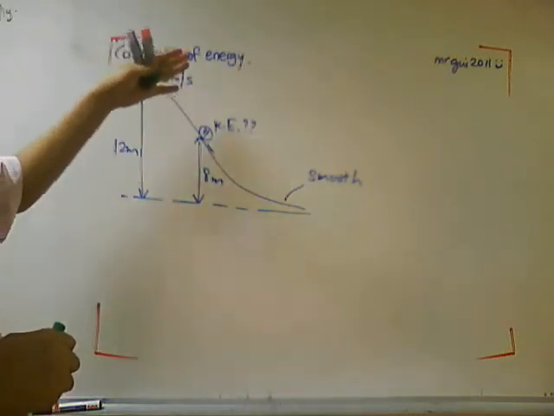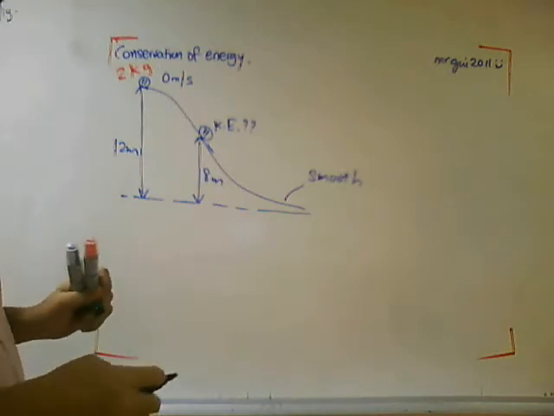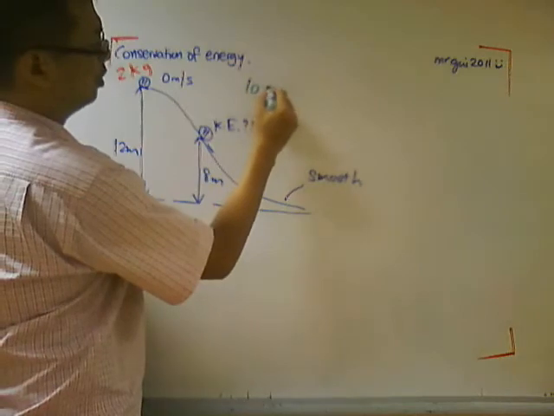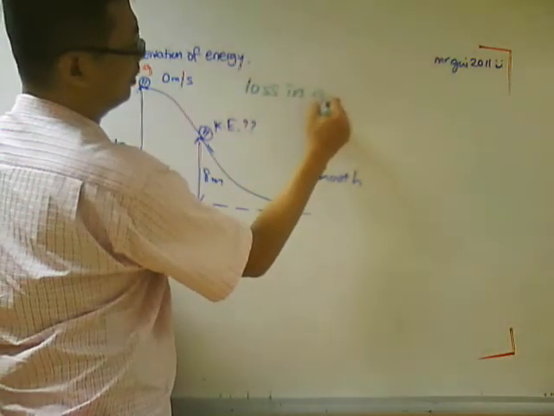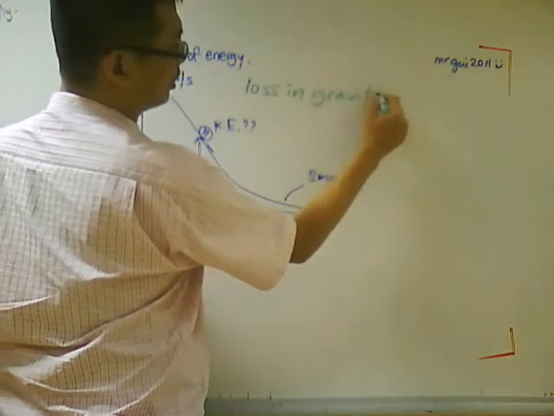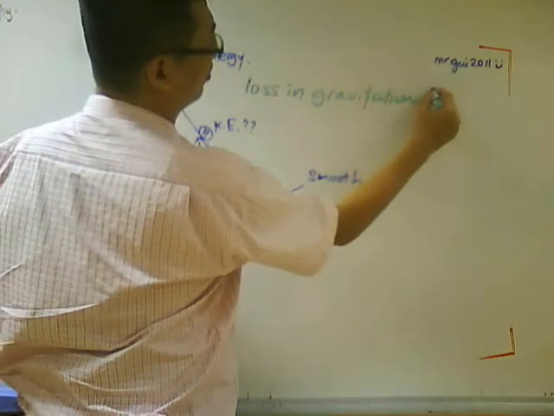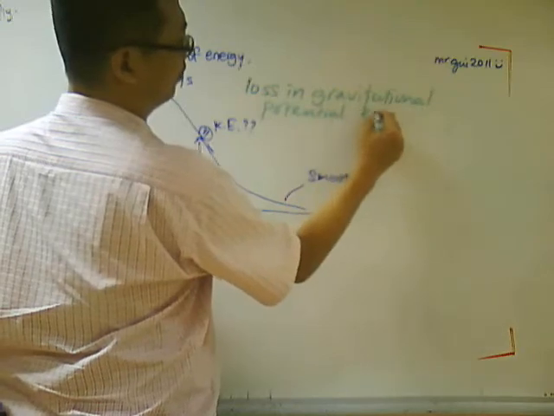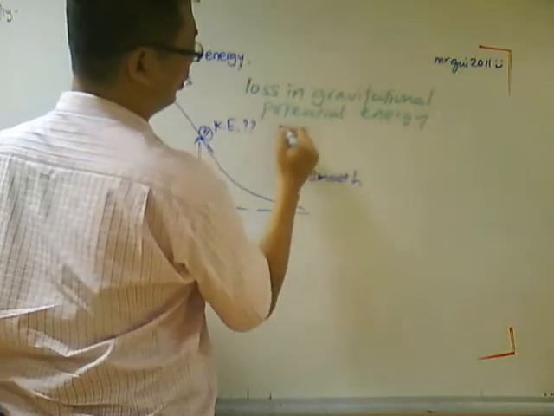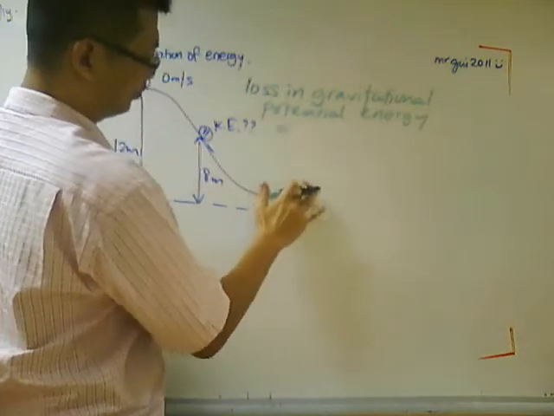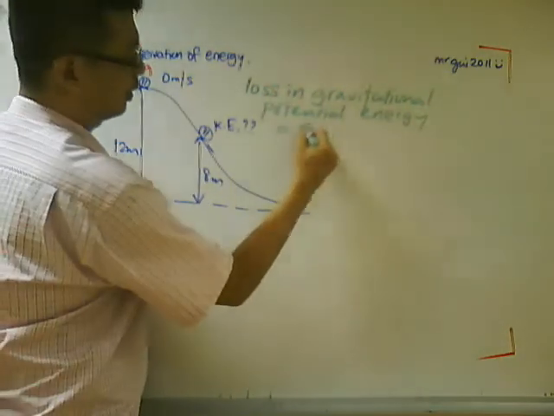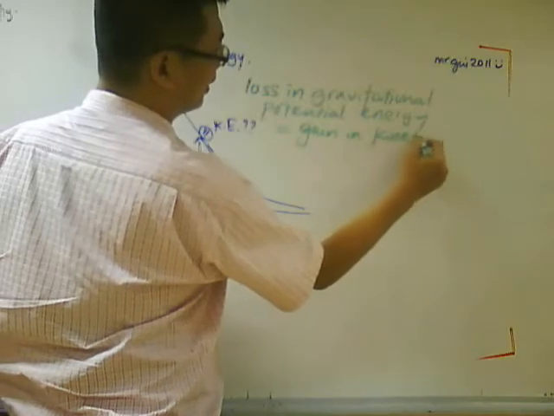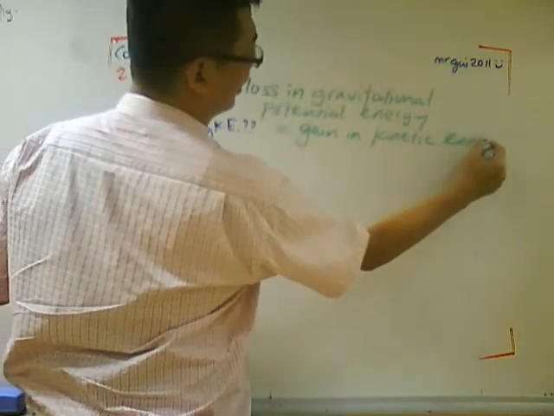Before we do any calculation, it's always good to write a statement. Loss in gravitational potential energy equals gain in kinetic energy.